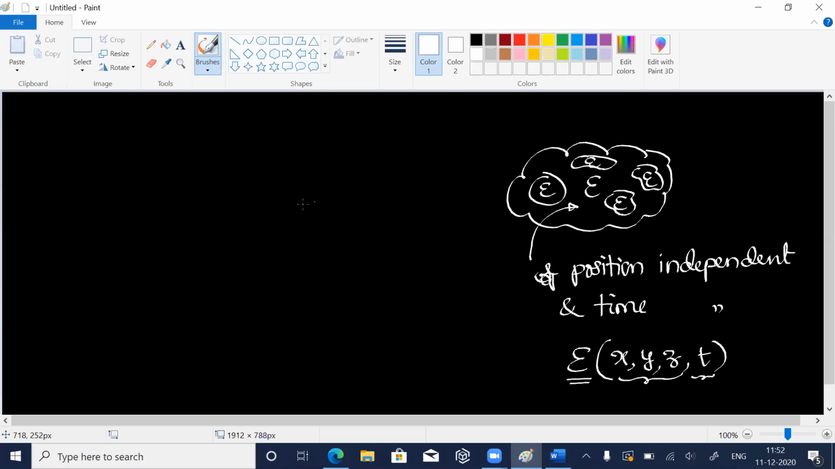And what about isotropic medium? Anyone? Sir, constant temperature. No, okay. Sir, isotropic, like the properties will be the same when we measure in different directions. Excellent. Very good. This is again a straightforward answer.